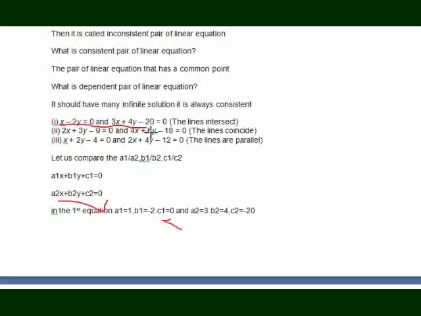For the next equation, compare this equation a2x plus b2y plus c2, where a2 is equal to 3, b2 is equal to 4 and c2 is equal to minus 20.